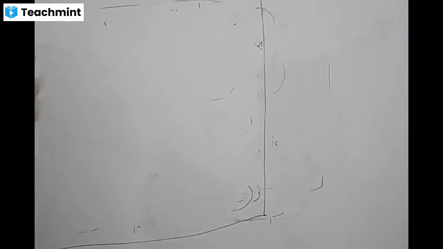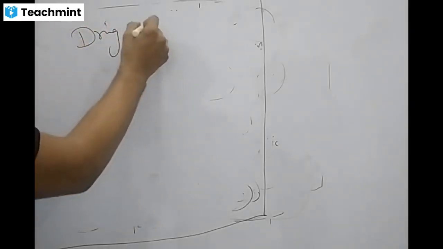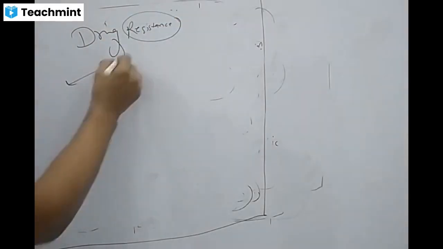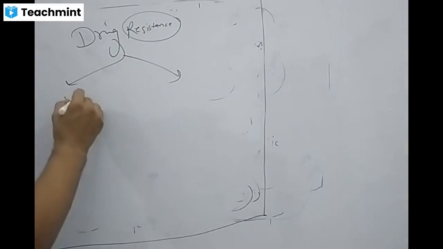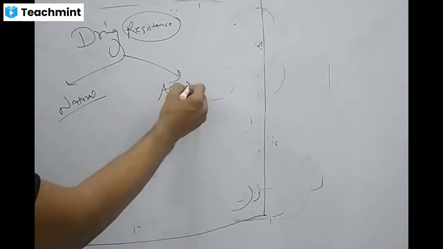Then coming to one common topic, that is drug resistance. Drug resistance is of two types. One is natural and the second is acquired.